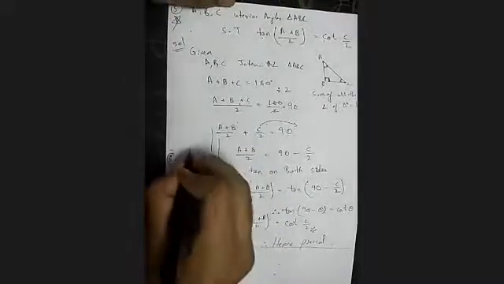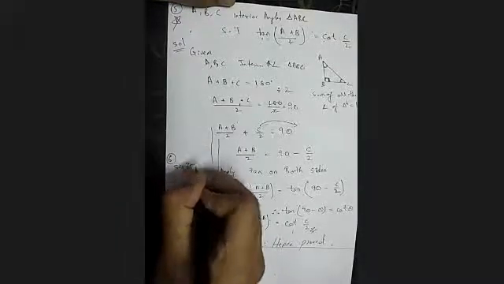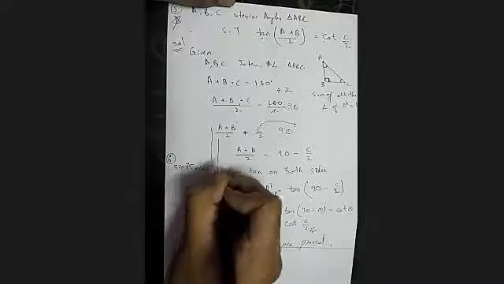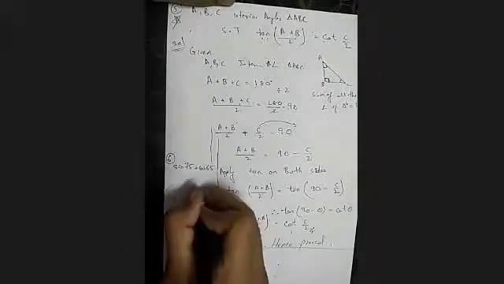Okay, you have to express sine 75 plus cos 65 in terms of angles between 0 and 45. Just you have to show them in angles between 0 and 45. How can we do that?